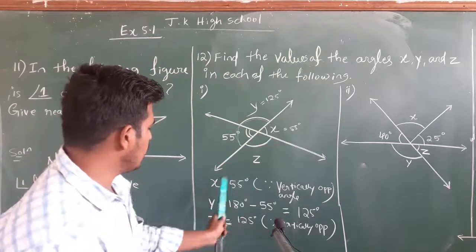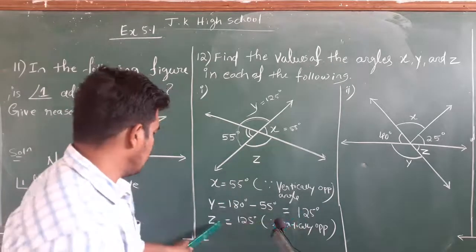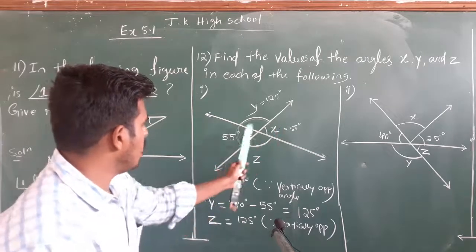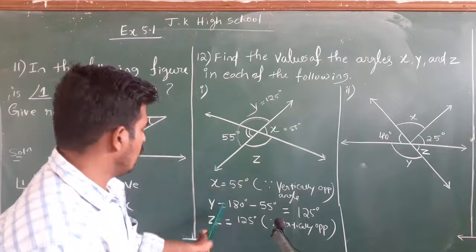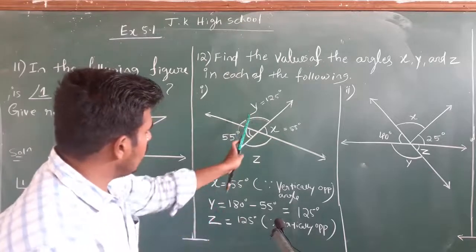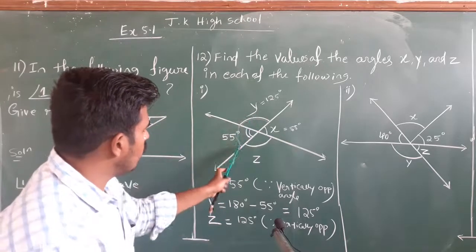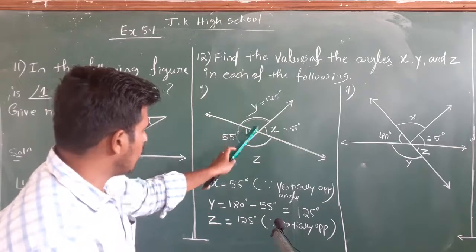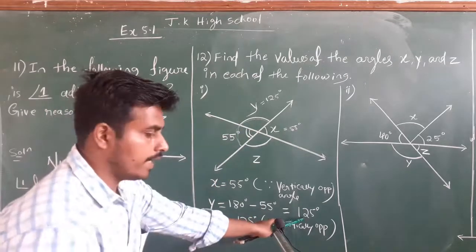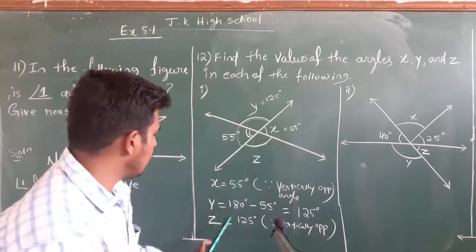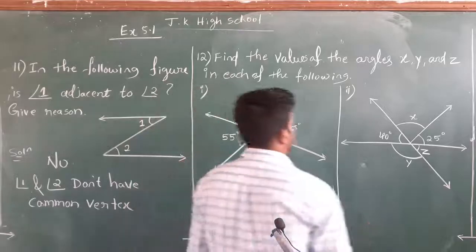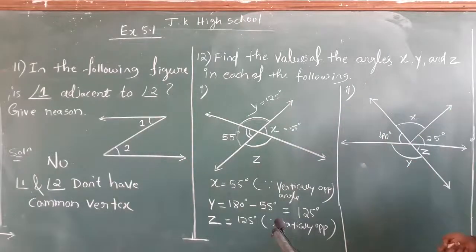This is the way how you can calculate x, y and z. X is 55 degree, y is 125 degree, and z is also 125. X is 55 degree because it is vertically opposite to this angle, and y and this 55 degree both make a 180 degree. Therefore, if I remove 55 from this 180, I will get the y. So 125 degree I got, and this y and z are vertically opposite. Therefore, z also becomes 125 degree. Next, move to second question.